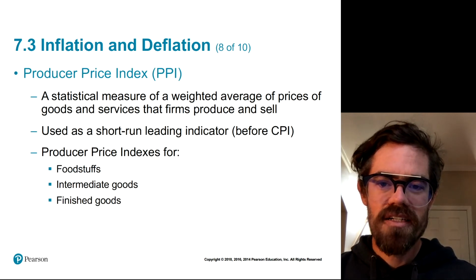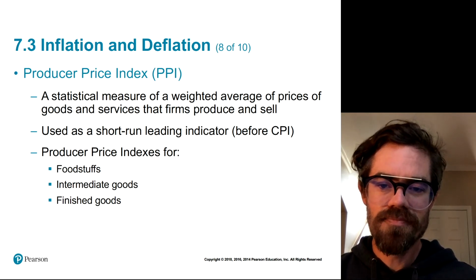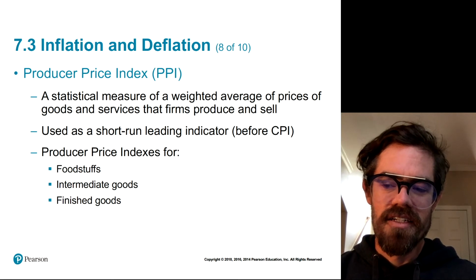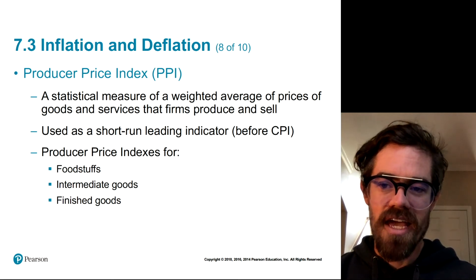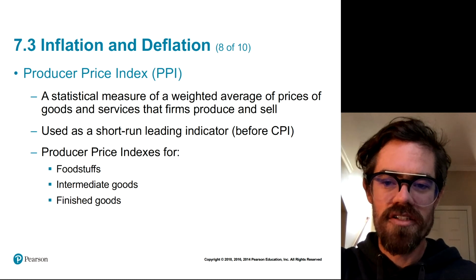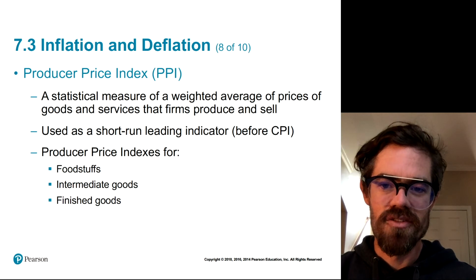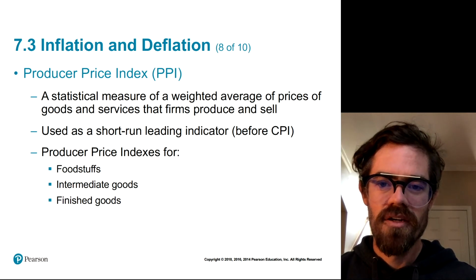The Producer Price Index is the statistical measure of a weighted average of prices of goods and services that firms produce and sell. This is used as a short-run leading indicator before CPI. A leading indicator is an indicator that tells us where the economy is heading. So it's sort of out in front of where the economy is now. It tells us where the economy is heading, and this is used as a short-run leading indicator. So where will our economy be in a month or so?